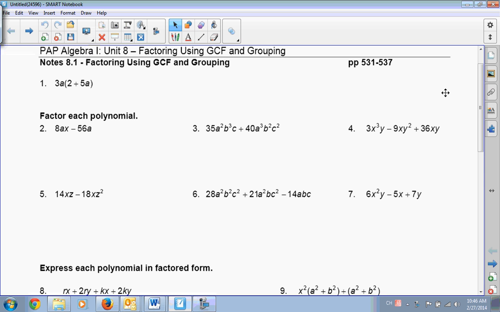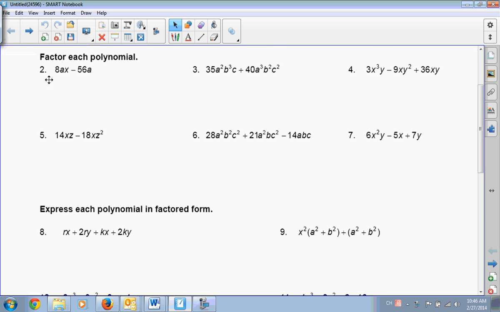Okay, starting with number 2, this is a binomial, right? There's a term on the front and a term on the back. So we're looking at those two terms and asking ourselves, what goes into both 8 and 56 evenly? 8 goes into 8 and 8 goes into 56, right? And what else do these two terms have in common? They have an A. So that would be the GCF, the 8A. They both have a factor of 8, and they both have an A.